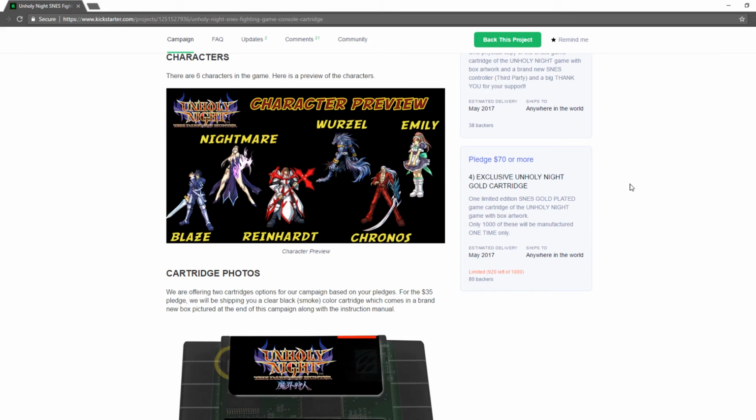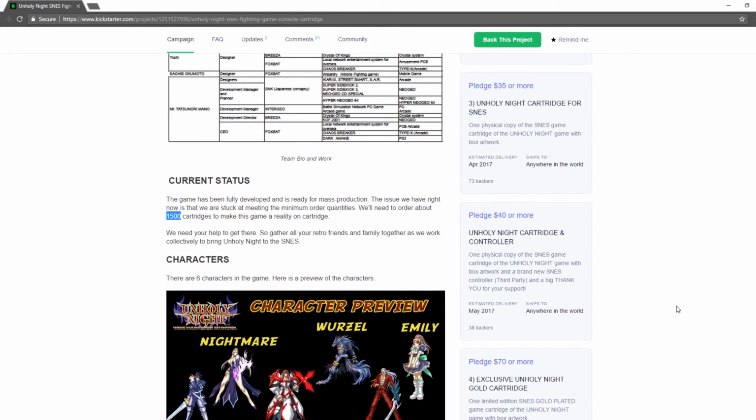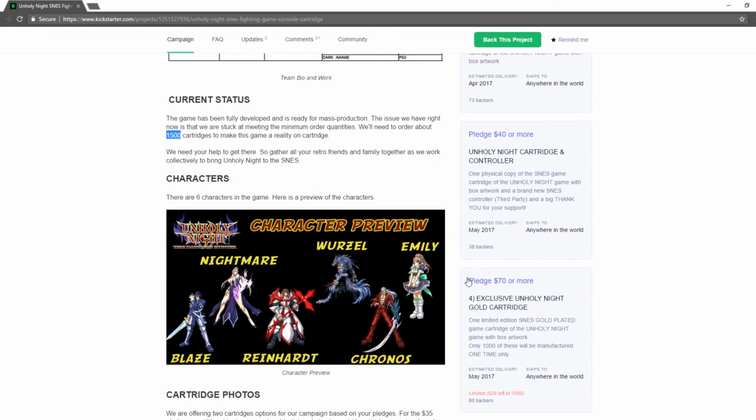So I will say this, $70, I don't know if this is a $70 game. You do get the limited edition gold cartridge, but I will also say this. There are 1,500 cartridges they're looking to produce. If 1,000 of those are gold cartridges, they're not really exclusive. I would say that the smoke cartridge might become the exclusive one, as there only could then potentially be 500 smoke cartridges and 1,000 gold cartridges.